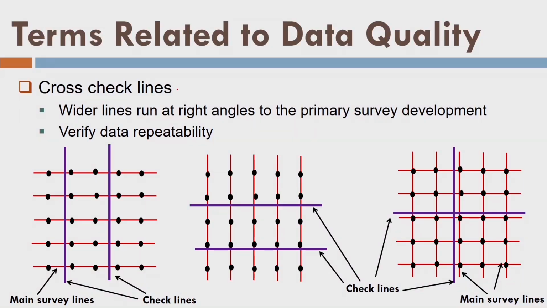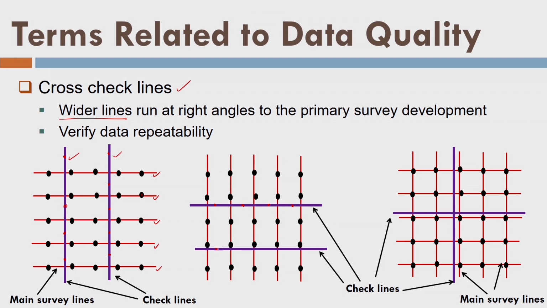These are cross check lines, or they are sometimes called tie lines. You can see here these lines are the cross check lines. These are main survey lines that we have already discussed in last slide. Then after doing this survey and after collecting the points on these black dots, what do we do? We try to validate our work by collecting some points on these lines which are perpendicular to the survey lines, and this validates the work.